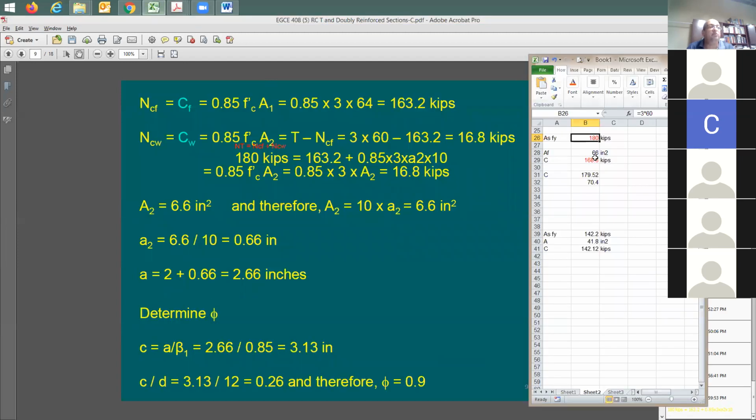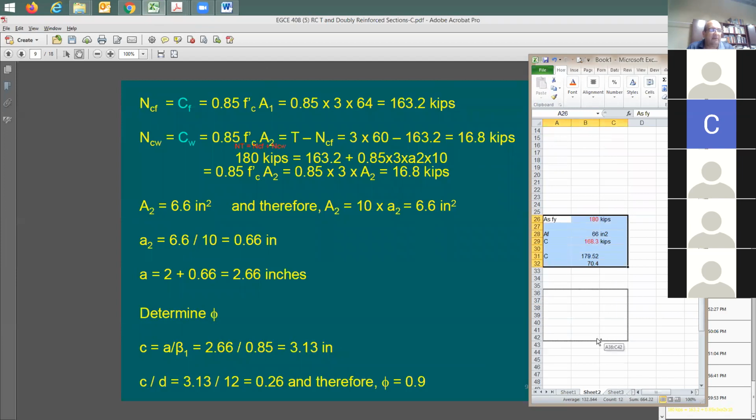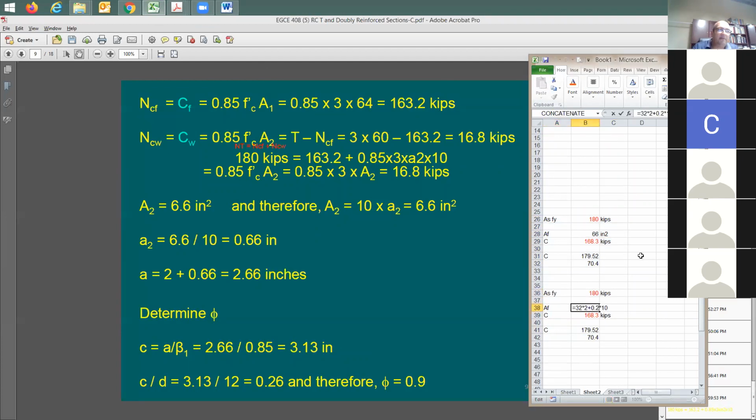Let me go back here to my analysis. If you recall this analysis that I have done, just redo it here now for the new case. Let me figure this out. Tension is going to be the same, 180 kips. A sub F is not going to be equal to 0.2. It's going to be equal, look at this, now this is going to be 0.66, right? Look what happened.